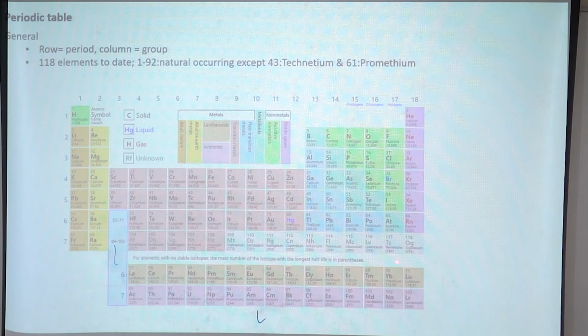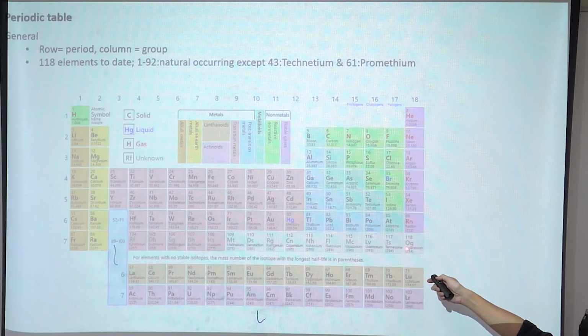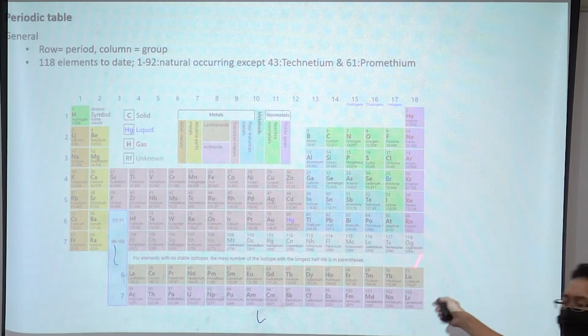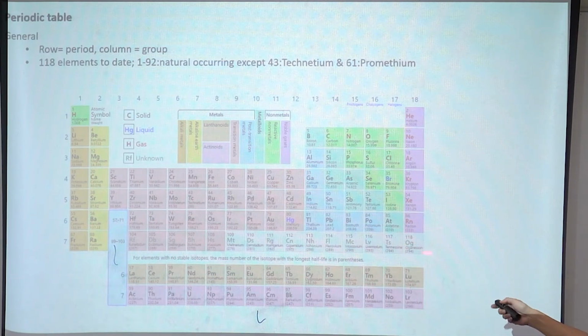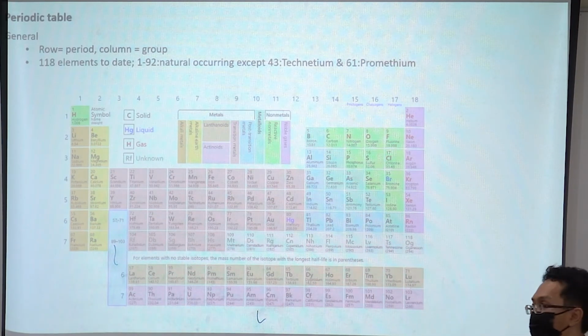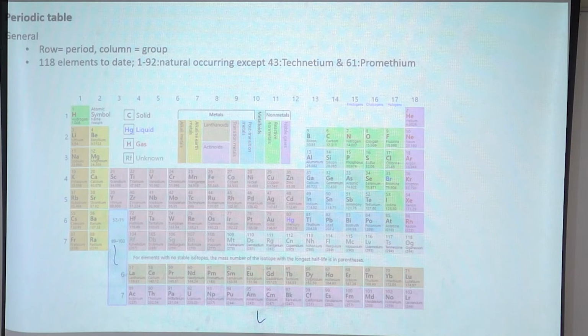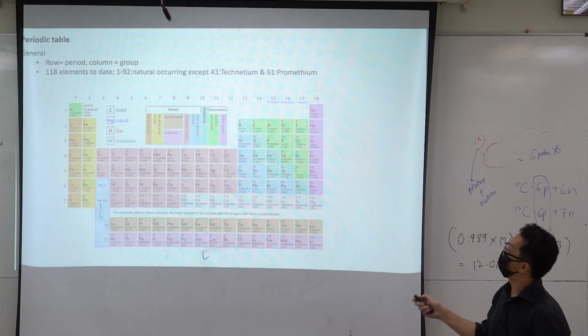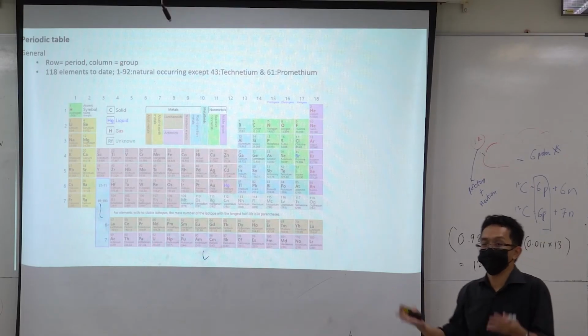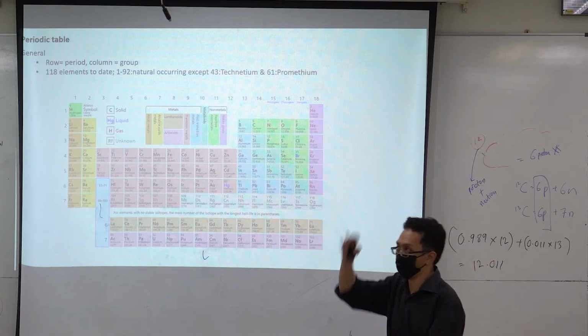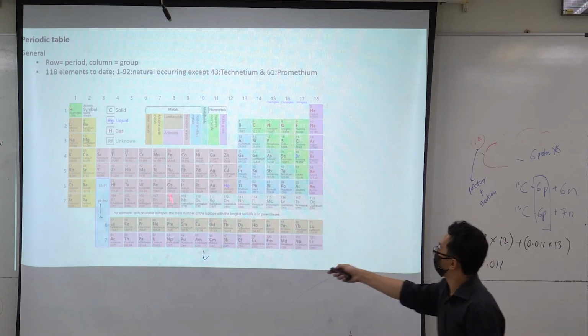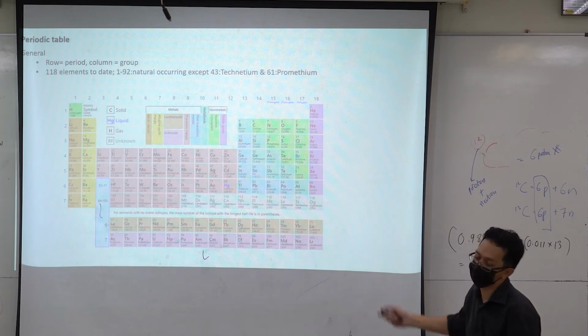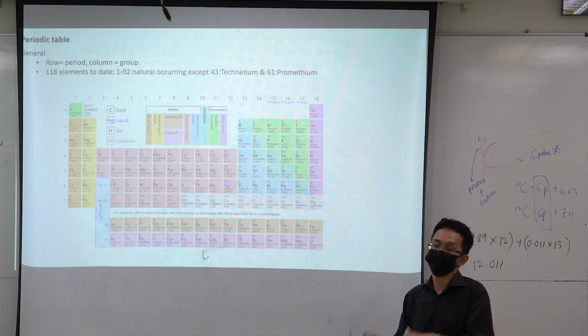Okay, but this 118, whatever the latest one is, was synthesized in 2002. So there are 118 elements, which are different kinds of atoms that are found and also synthesized, but only until 92 is naturally occurring. 92 is here, so this is uranium. What does naturally occurring mean? It means that you can find it on Earth, or in the universe whatsoever. Whatever the rest, from 93 onward, is synthetically made. It's not natural.